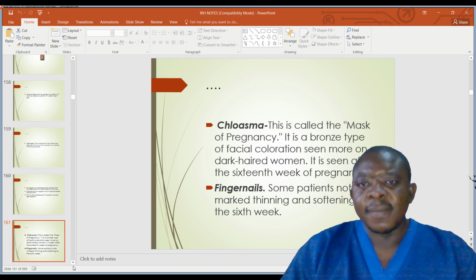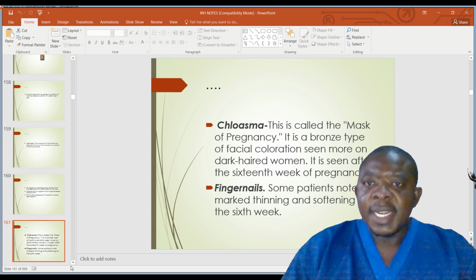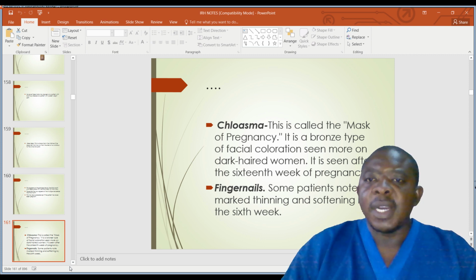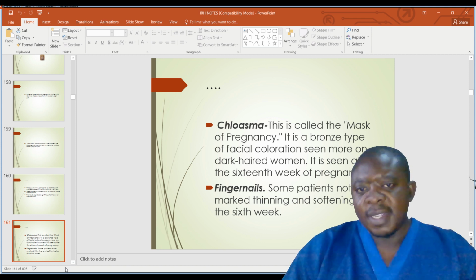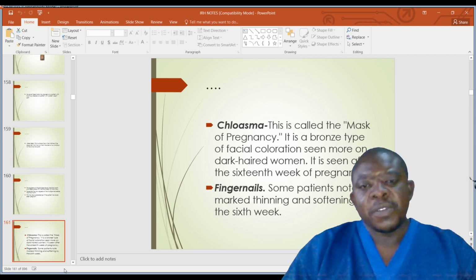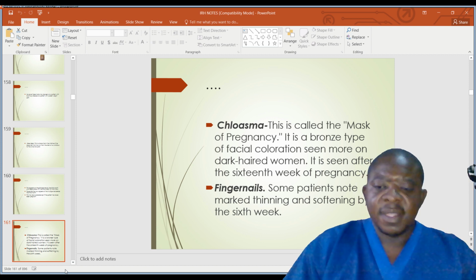Chloasma. This is called the mask of pregnancy. It is a bronze type of facial coloration seen more on dark-haired women. It is seen after the 16th week of pregnancy. The other presumptive signs and symptoms have to do with the fingernails. Some patients note marked thinning and softening by the 60th week.